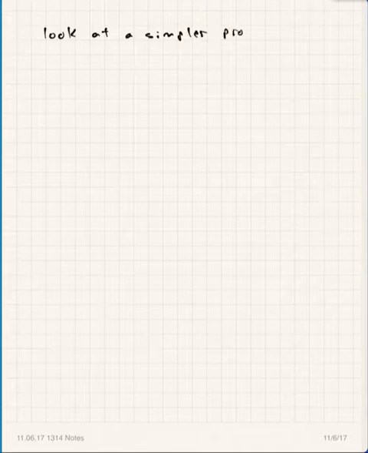Look at a simpler problem, but one where there is a variable in the exponent. And the simpler problem is going to be 2 to the x equals 5. Now, if you think about it for a second, notice there's a variable in the exponent, but this involves the exponential function 2 to the x.